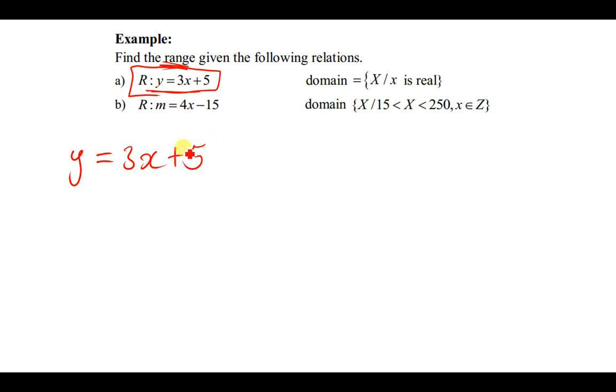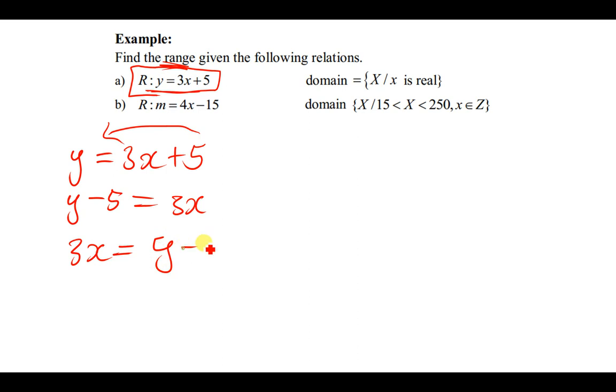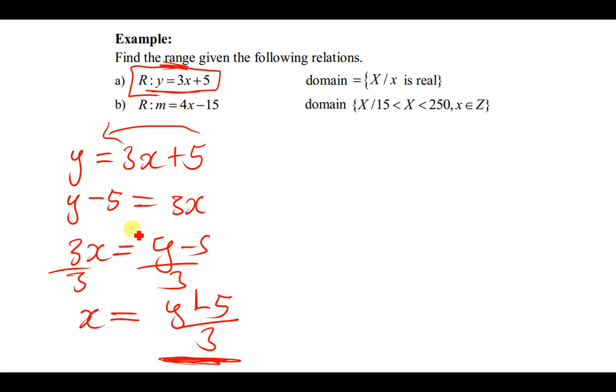When you make x the subject, we take this 5 to the other side to have y minus 5 is equal to 3x. So 3x is equal to y minus 5. We divide by 3, divide by 3. The answer that we're going to get is simply y minus 5 over 3. So this is the inverse of this function.